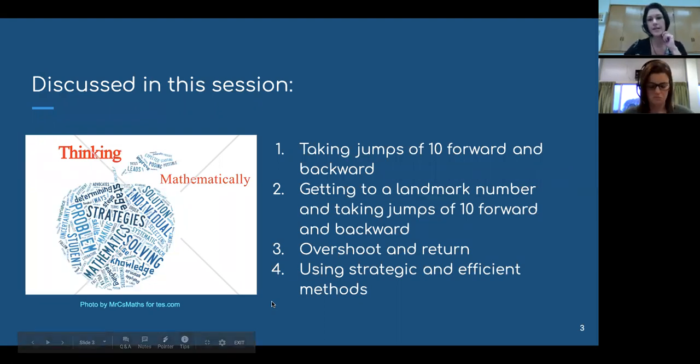Okay, so today we are going to take the time to dig in with a little bit more focus on that subtraction piece, with some conversation obviously about addition, as they sometimes will go hand in hand. But today's session we are going to be focusing on taking jumps of 10 forward and obviously backwards for subtraction, getting to a landmark number and taking jumps. We are going to dig a little bit into overshoot and return. And we are also going to have some really rich dialogue about using strategic and efficient methods depending on how the problems are posed to students. So we're looking forward to that piece.